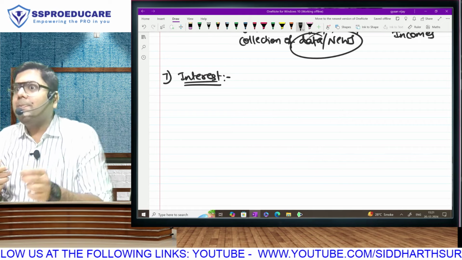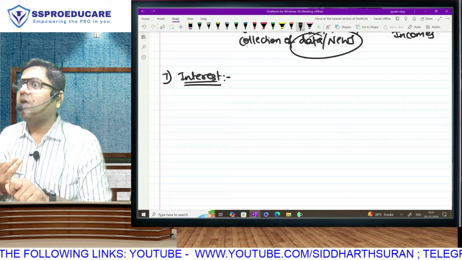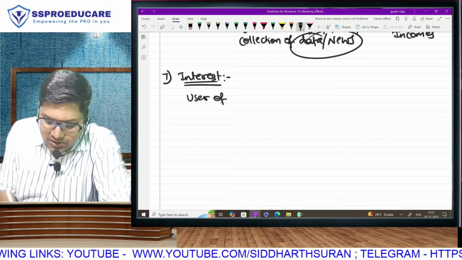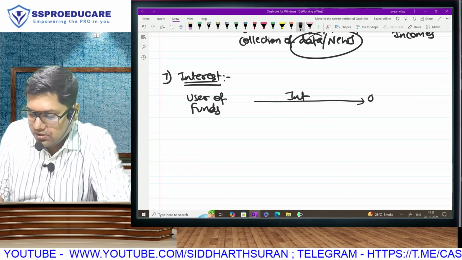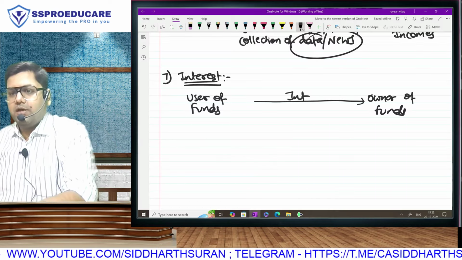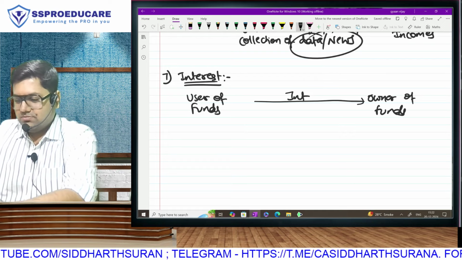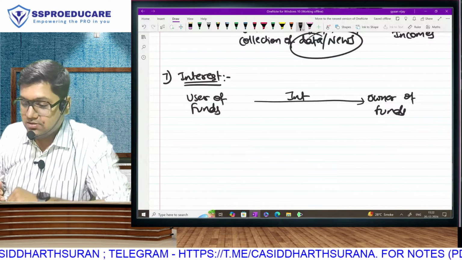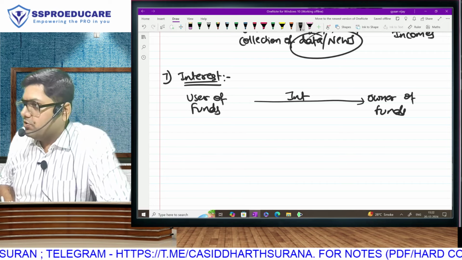Whenever you use money belonging to another person, see, if you use an asset, then you pay rent. But if you use money, funds, capital, the user of funds, whom we can call the borrower, will be paying interest to the owner of funds. The user of funds will be paying interest to the owner of funds. Do you understand?